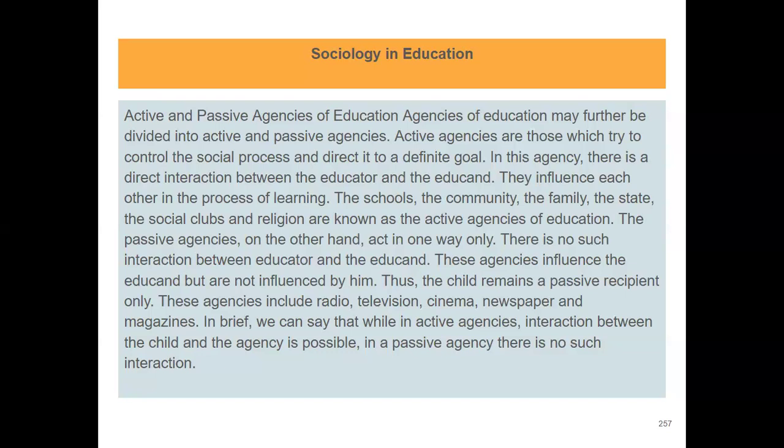What are passive agencies of education? Passive: only one-way transmission. No feedback. One way. These agencies influence the educand, but are not influenced by him. The educand, the learner, they influence, they give information, a lot of things, but do not get feedback. What are these passive agencies of education? Mass media, radio, television, cinema, newspaper, magazines, one-way transmission.